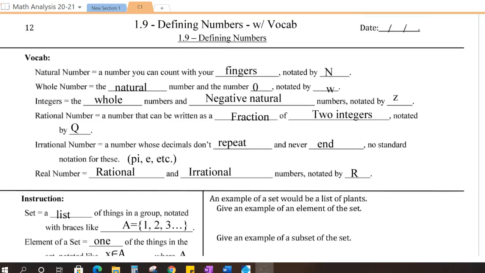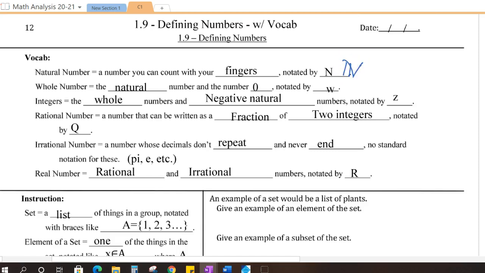1.9, defining numbers. The natural numbers are numbers that you naturally count: 1, 2, 3, 4, 5. They are numbers that you count with your fingers. They're notated by the Gothic letter N. So not a regular N. What you do is you throw in another line and it makes it a Gothic letter N.